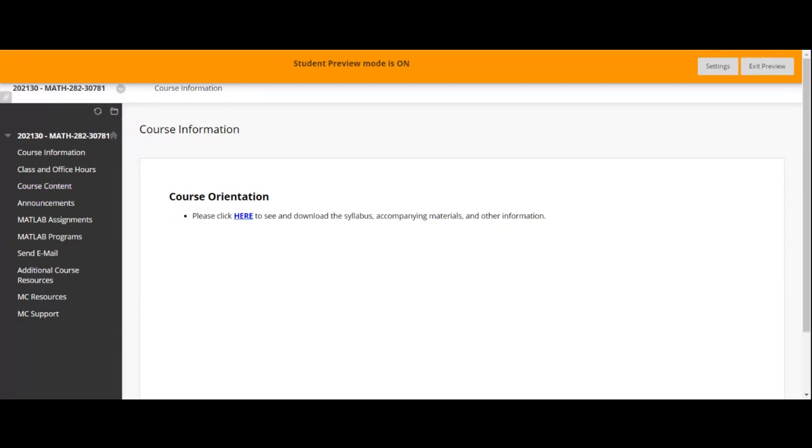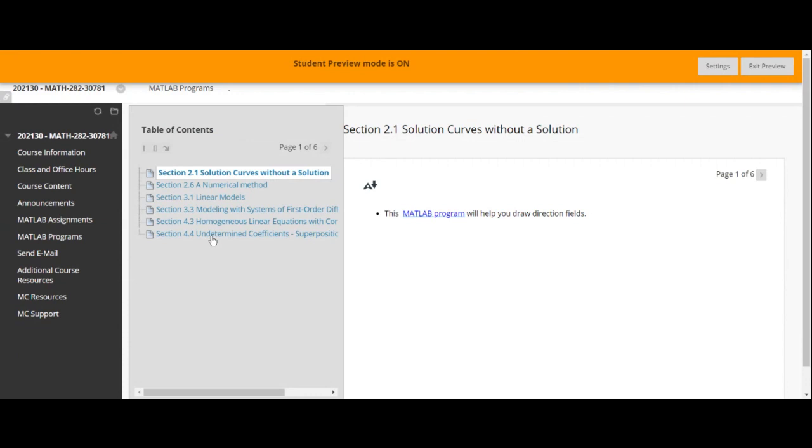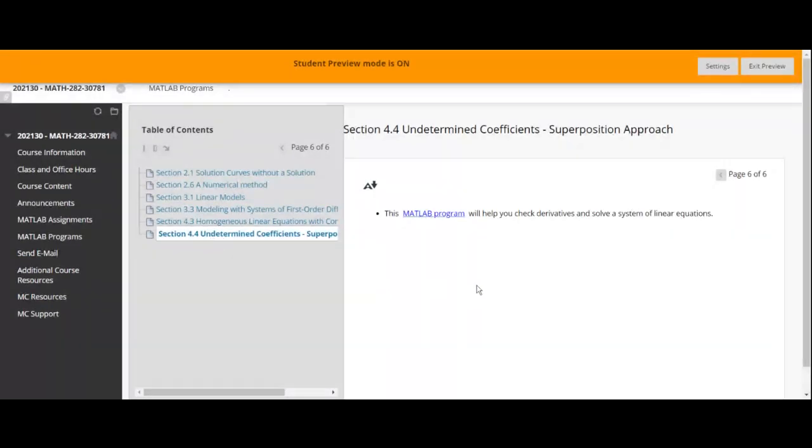Okay, so we're in here, right. Go to MATLAB Programs, click here, and there's a MATLAB program for section 4.4. The program will help you check derivatives and solve a system of linear equations. You just click on the link and it will download the program. All right, so take a moment to do that, and I'll show you the program here.